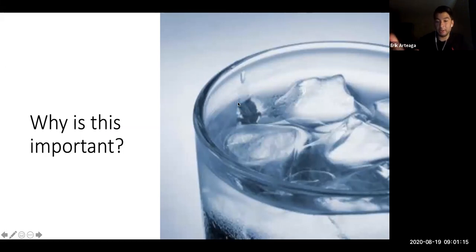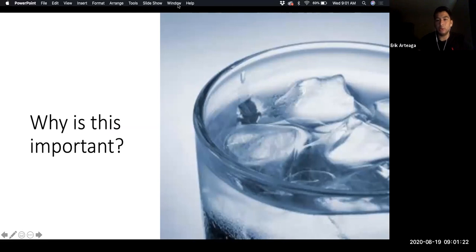And this is very, very important, believe it or not. Okay. Actually, does anyone want to answer that in the chat? Why is floating ice important? Why is it important? Why do we even care?